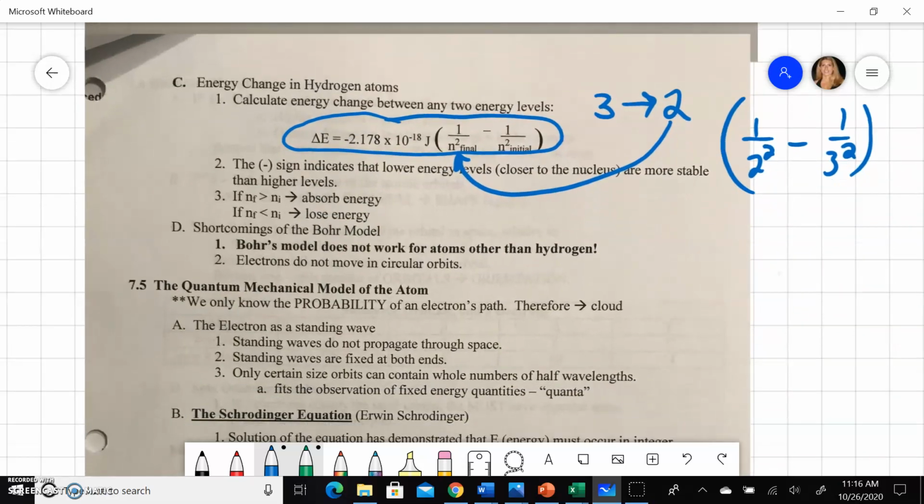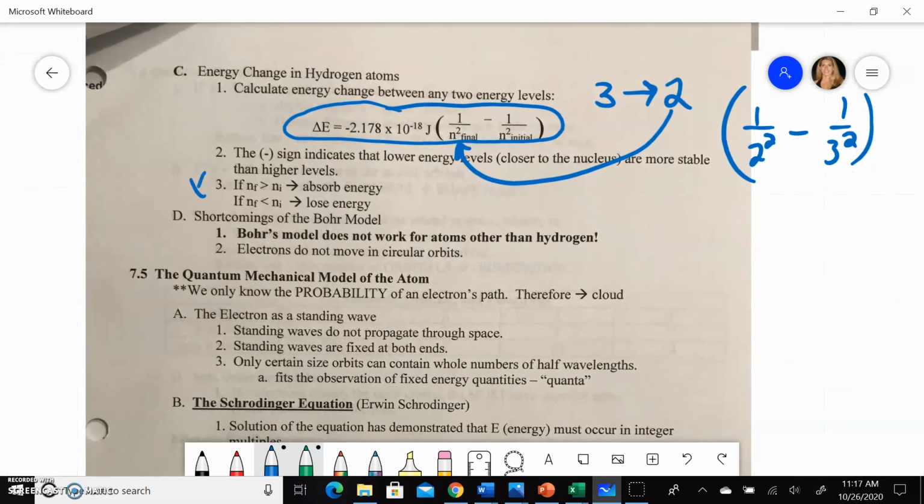Notice down here you need to be able to talk about what it means. If the final energy level is a bigger number than the initial, then that means you're absorbing energy. You have to gain energy to move away from the nucleus. And if it's losing energy, then it's going to a closer energy level to the nucleus.